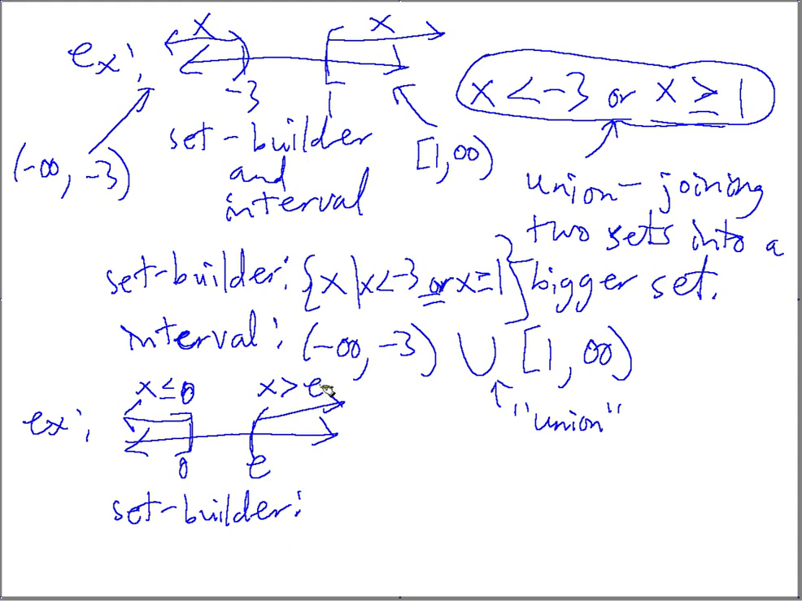Again, E is not a variable; it's a number. It's roughly 2.7 something on the calculator. Anyways, we'll get back to the number E later on in the semester. But set builder then is going to be what? It's going to be the set of all real numbers x, so left brace x, such that vertical bar, x less than or equal to 0.